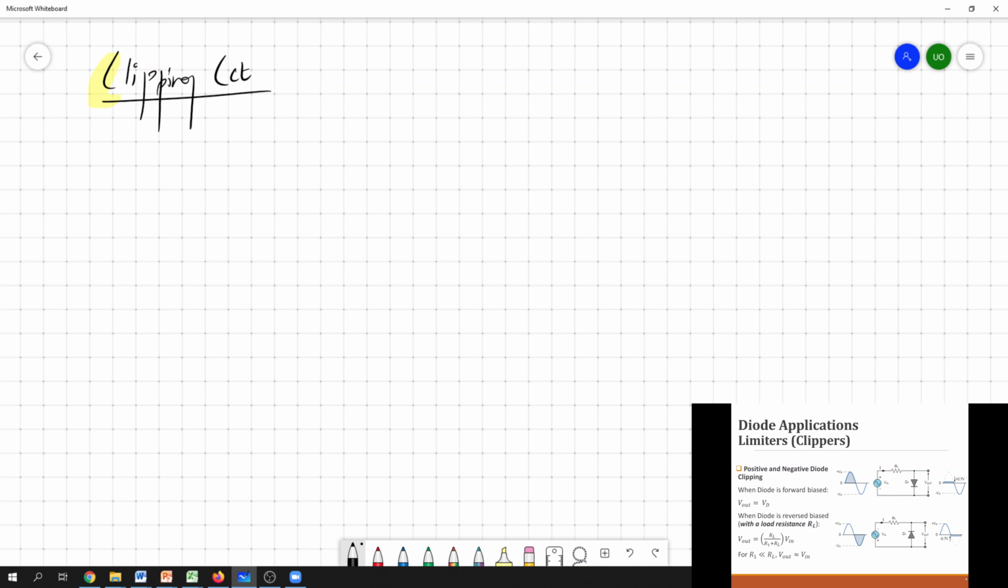So before moving to clippers or clipping circuits, or in some textbooks simply explained as limiters.